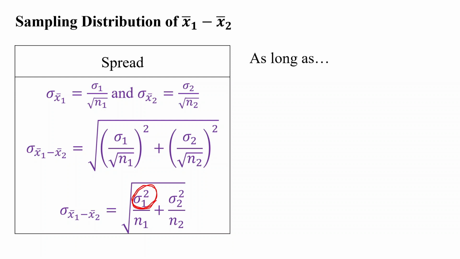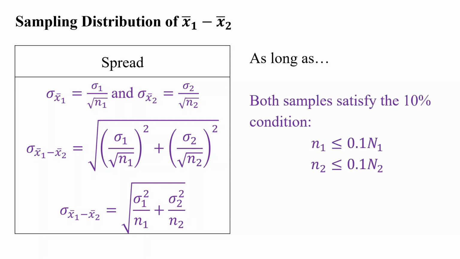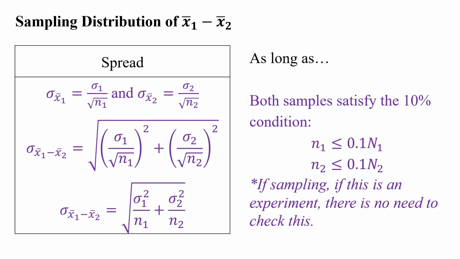And that's the formula for it. And as long as both samples satisfy the 10% condition. Again, as long as you're sampling, right? If you're not sampling, you don't have to check the 10% condition. But if you are sampling, make sure both satisfy that 10% condition and you can use that standard deviation formula. And there's your reminder: if sampling, you have to check it. If you are running an experiment, there's no need to check it.